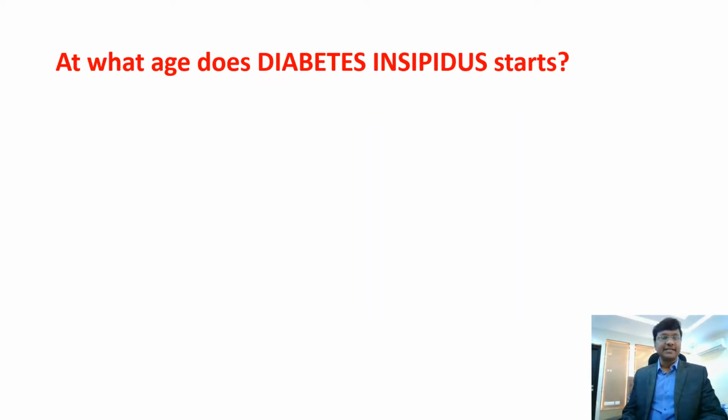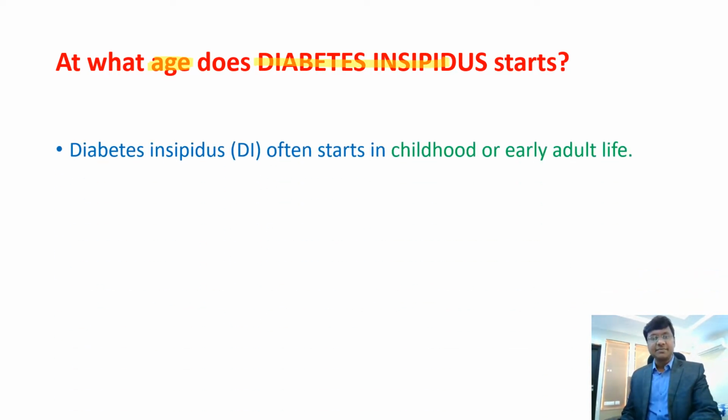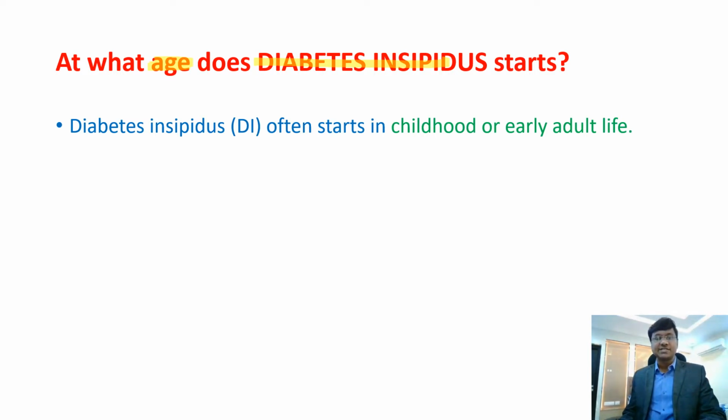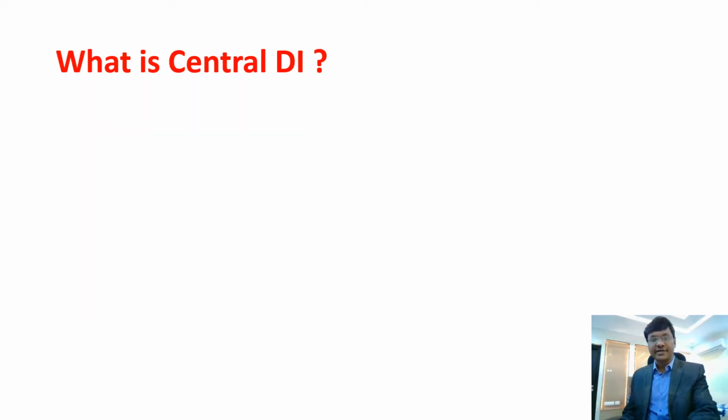Next, at what age does diabetes insipidus start? So please remember that diabetes insipidus starts in childhood or in early adult life. And the other very important point is that this diabetes insipidus is more common in men rather than women. This is another very important point. And the next point is that we have two forms of diabetes insipidus. One is central diabetes insipidus and the other one is nephrogenic diabetes insipidus.